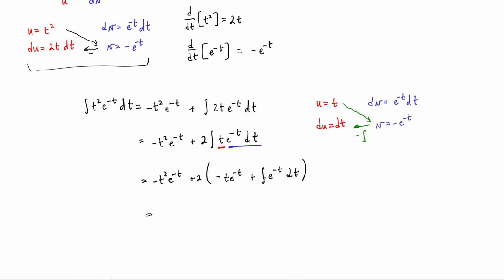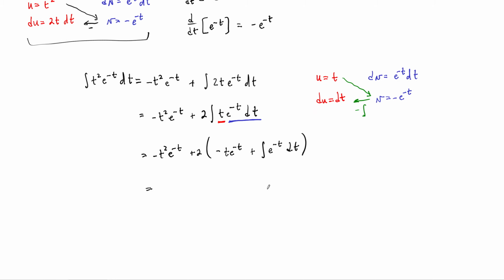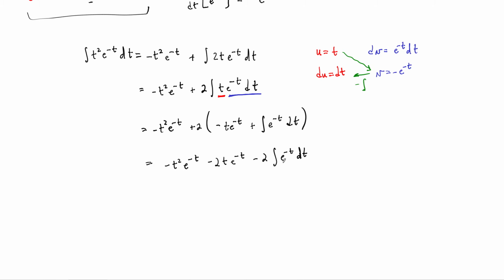And then we still have to integrate one more time, right? But this one we know exactly what the answer is. So this is now minus t squared e to the minus t minus 2t e to the minus t minus 2, that 2's got to go everywhere, right? Integral e to the minus t dt. And the integral of e to the minus t, oh, this is plus, sorry. That's a plus sign. So this integral is going to be a minus, so I was getting ahead of myself. And our final answer here is negative t squared e to the minus t minus 2t e to the minus t minus 2 e to the minus t plus c.